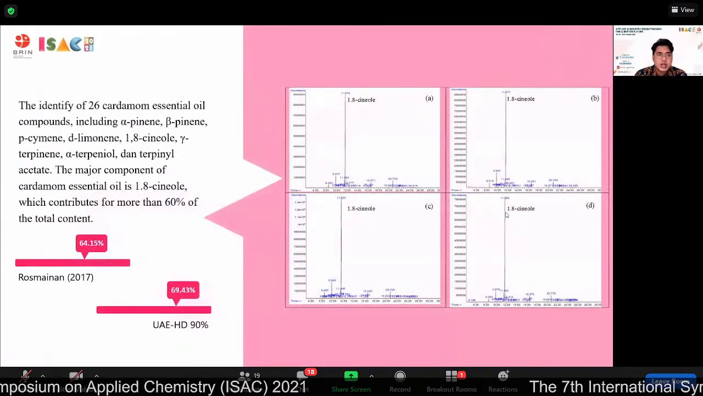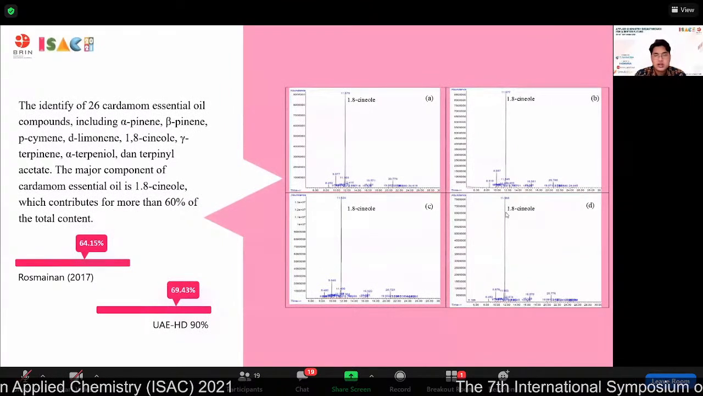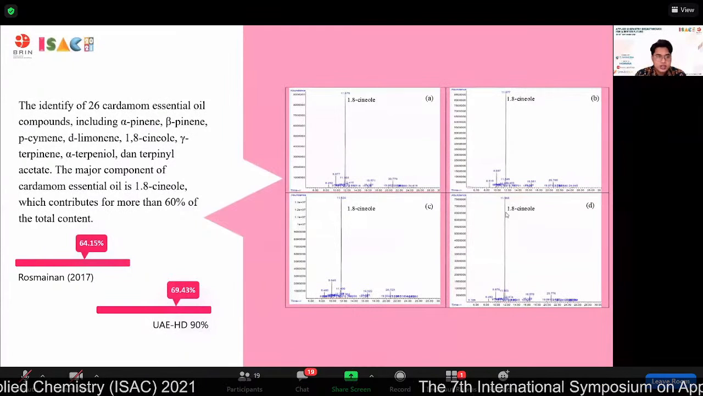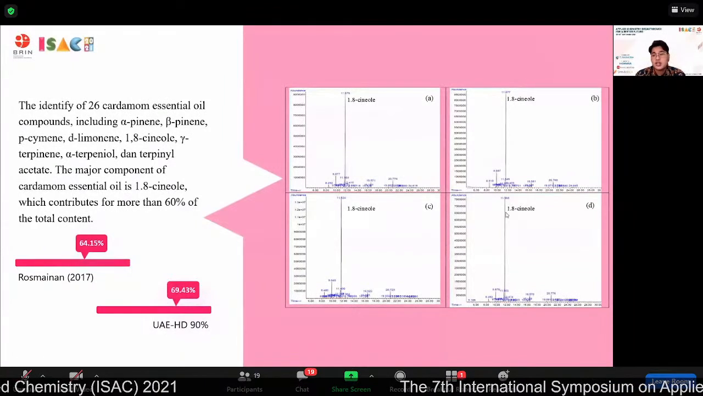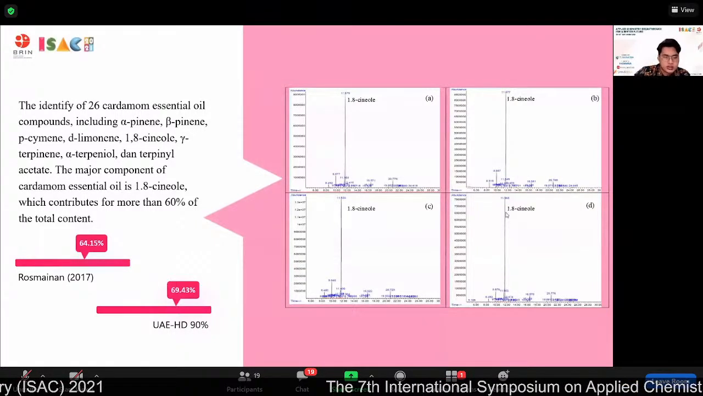We identified 26 cardamom essential oil components, including alpha-pinene, beta-pinene, bisabolene, limonene, cineol, gamma-terpinene, alpha-terpineol, terpineol acetate, and the major component of cardamom essential oil is the cineol, which contributes more than 60% of the total content.